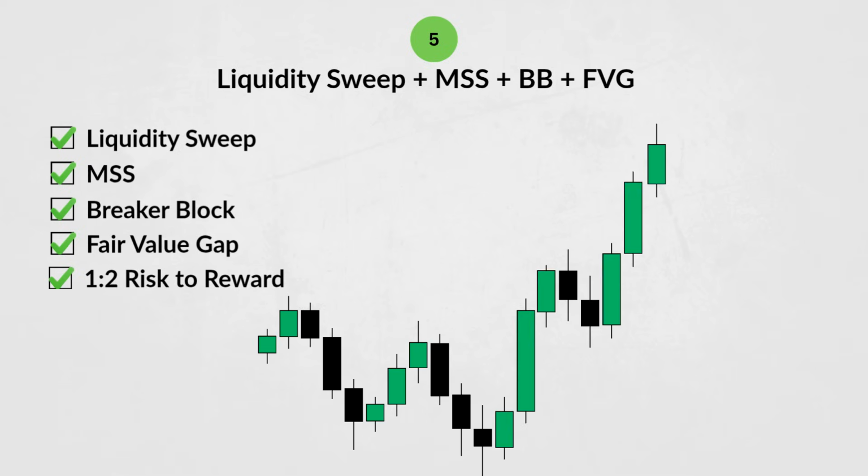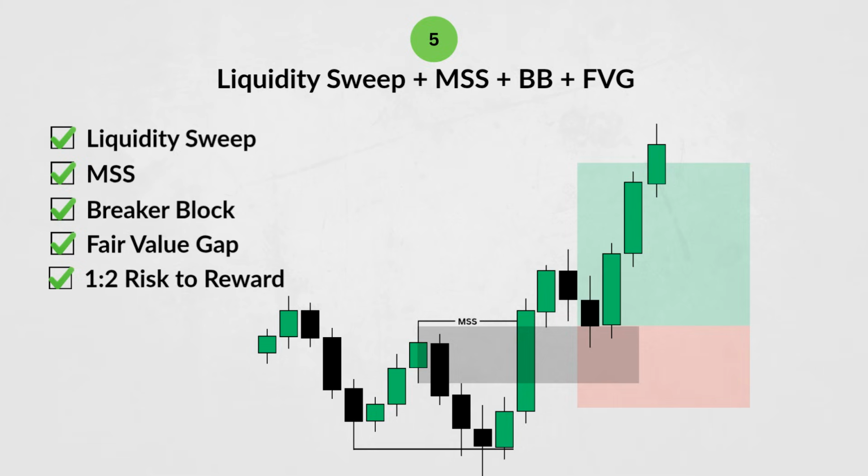Now this is how it looks on the chart. First, we can clearly see the liquidity sweep right here. After the liquidity sweep, price gives us a market structure shift. Following that shift, we identify and mark out the breaker block. Then we can see a bullish fair value gap that clearly overlaps with the breaker block. This overlap forms our unicorn setup, so we can take our entry from that area. Stop loss goes just below the fair value gap within the breaker block, and take profit is set at a 1 to 2 risk to reward ratio.